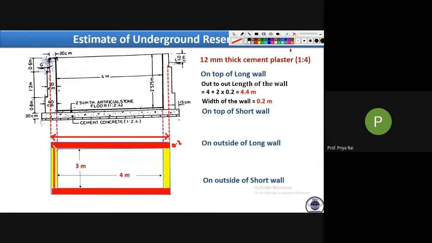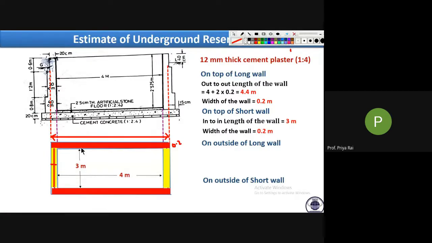See, this area we have already plastered, 3 meters. So what remains is only the yellow portion's area. For this, only this much length is required, which is 3 meter, into this thickness. The wall is the same, 20 centimeter wall, so 0.2. So I did the same here: length 3 meter, 0.2.